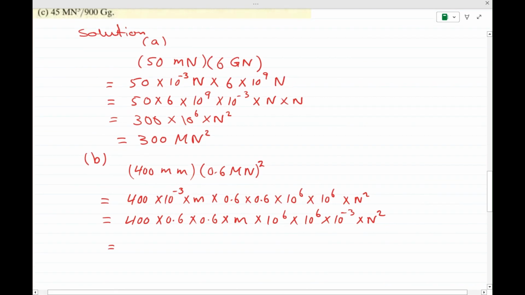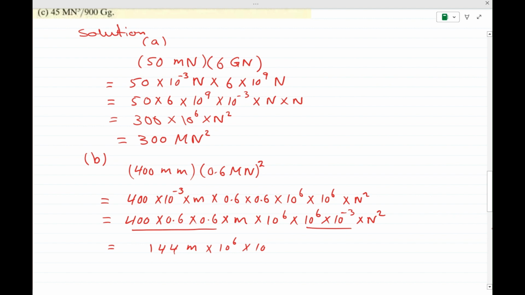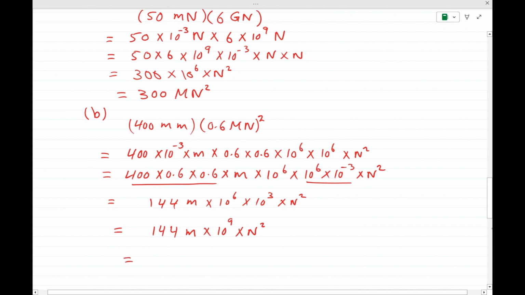Those three numbers, when you multiply them, should equal 144 meters times 10 to the power 6, and when you multiply these two terms together it should result in 10 to the power 3 times newton squared. This equals 144 meter times 10 to the power 9 times newton squared, which equals 144 giga newton squared.